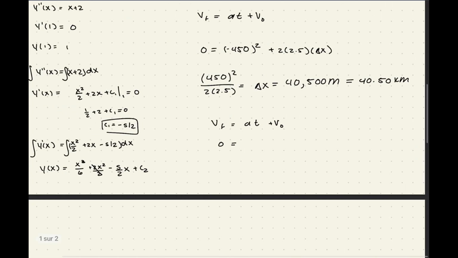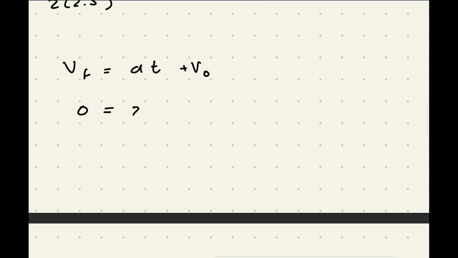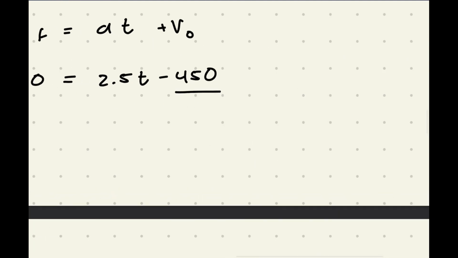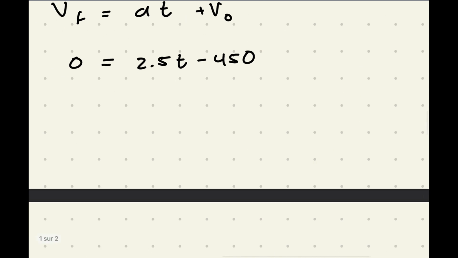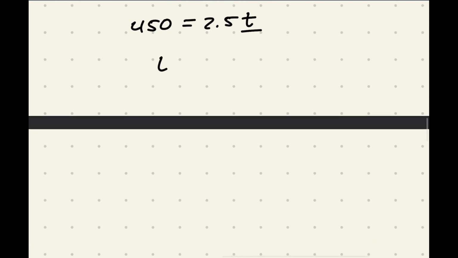Now our acceleration is 2.5, and we multiply by time and we subtract 450 because that's our initial velocity. So we have 450 is equal to 2.5 t. Now we're trying to solve for t. Now t, if you put it in a calculator, should give you 180.